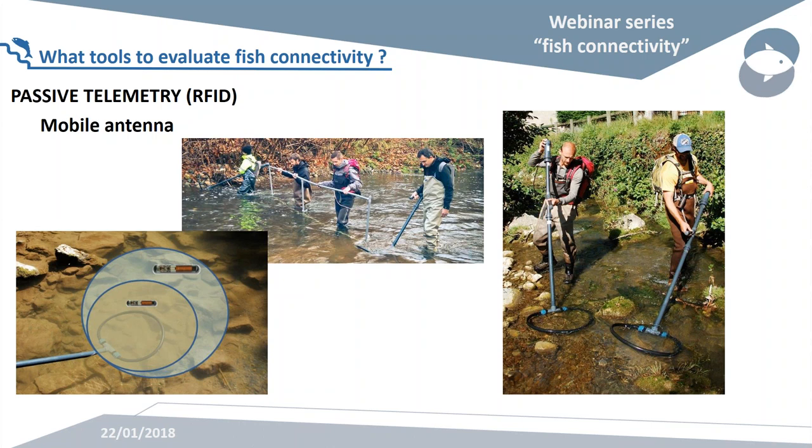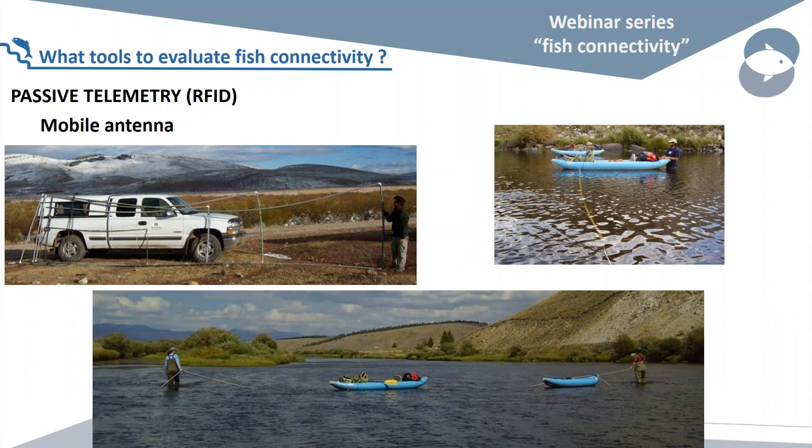So it's mostly for small rivers, but it can also be used for big rivers if there is not too high a level of water. The limit of the method is not really the width of the river, but the depth of the water column. Here you have the mobile antenna for a river in North America. This river is about 80 meters wide, but very shallow, so it's possible to do it.